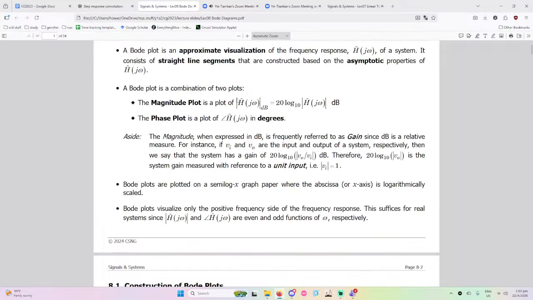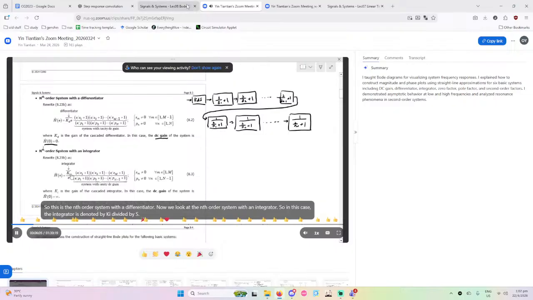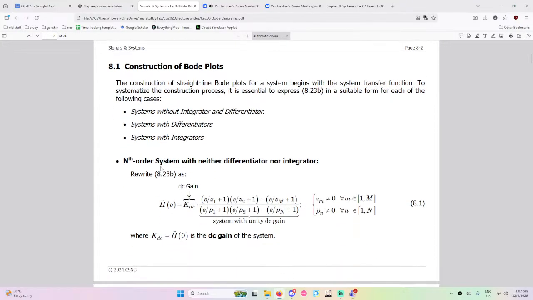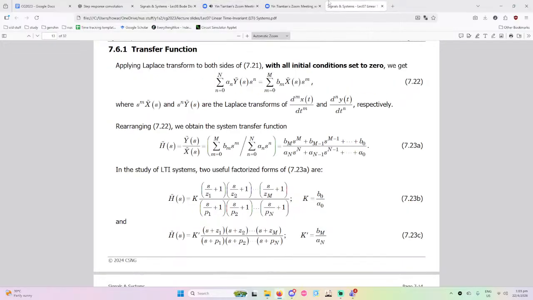Now we look at the nth order system with an integrator. In this case, the integrator is denoted by K_i divided by s. Therefore, the gain of the integrator is equal to K_i, and the transfer function of the whole system is equal to K_i divided by s multiplied by (s over z1 plus 1), (s over z2 plus 1), until (s over zm plus 1), divided by (s over p1 plus 1), until (s over pn minus 1 plus 1). So in this case, what is the DC gain of the system? When s is equal to 0, what is the value of H tilde of s? Infinity. So in this case, the DC gain is H tilde of 0, which is equal to infinity.